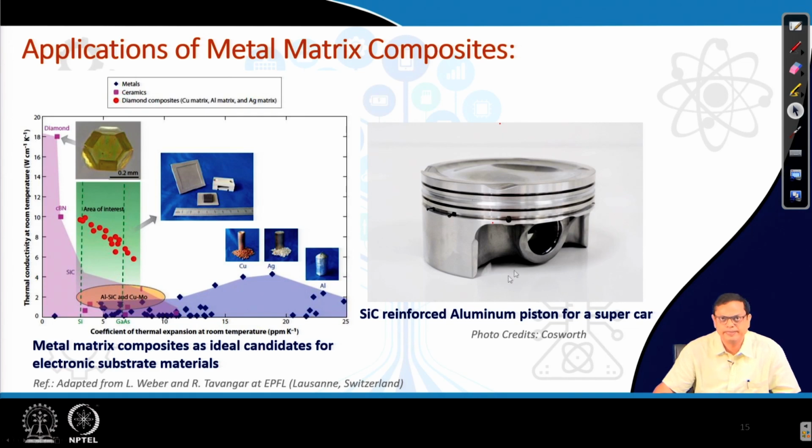This is basically a piston head, what has been shown here, and for supercars these are used, and you want lighter weight. At the same time, pistons go through a lot of wear inside the engine block. So, how do you take care of the wear, at the same time reduce the weight? In that case aluminum matrix composite with SiC reinforcement comes in handy.